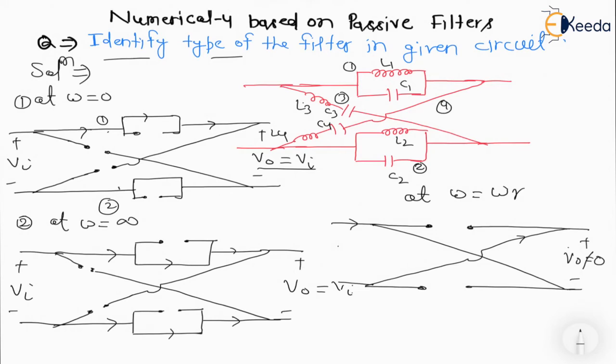It means it is passing the signal at omega is equal to 0. It is passing the signal at omega is equal to infinity, and it is passing the signal at omega is equal to resonant frequency. It means it is an all pass filter. So it is an all pass filter. So that is all about this question. Thank you.